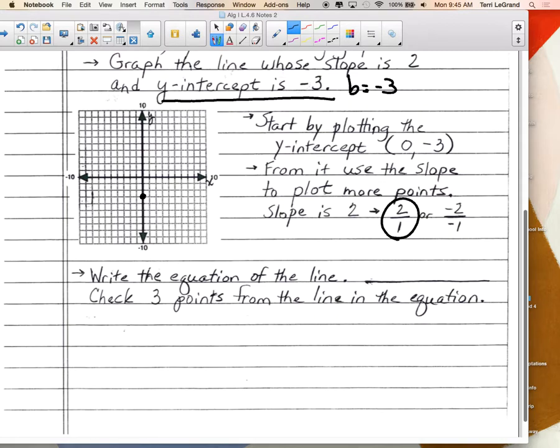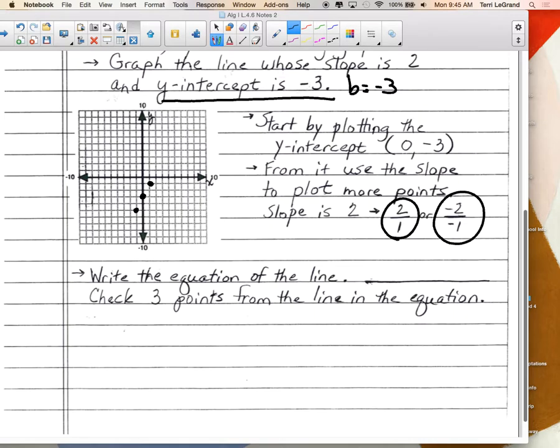But why can we also use -2 over -1? Because that is also positive 2, right? It divides out to positive 2 also. So let's use both of them. Let's go up 2 from our y-intercept and 1 to the right because we got to go in the positive direction both times. Let's go back to the y-intercept and let's use the other one. Down 2 and 1 to the left in the negative direction both times. There's our minimum of 3 points.